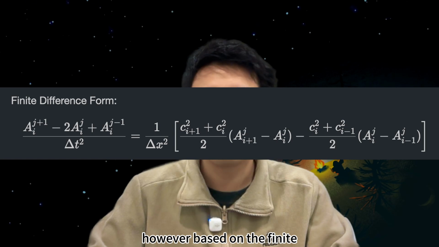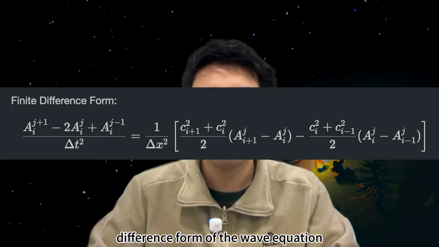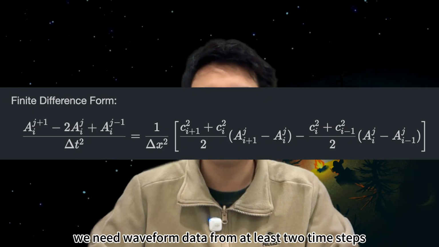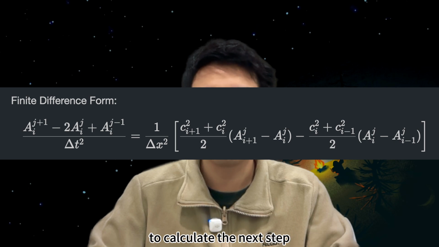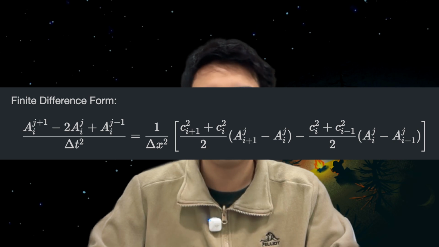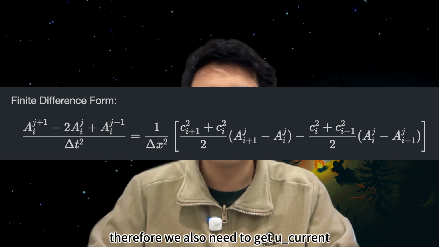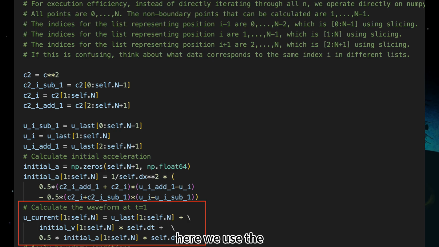However, based on the finite difference form of the wave equation, we need waveform data from at least 2 time steps to calculate the next step. Therefore, we also need to get uCurrent. Here, we use the initial velocity of each point and the acceleration to estimate uCurrent.